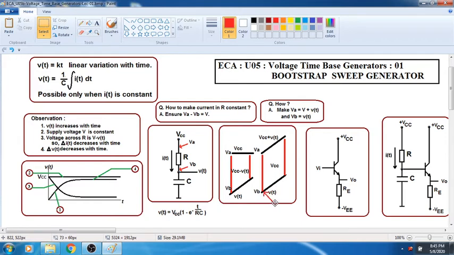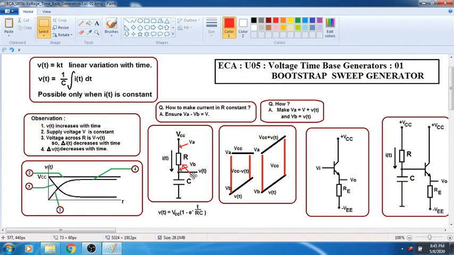That means whatever changes are happening at this end of the resistor, the same changes are reflected at the other end of the resistor. Then what will be the difference? Difference will always be VCC plus VT minus VT. Okay, so the difference will always be equal to VCC. That is how we can make the voltage across the resistor constant.